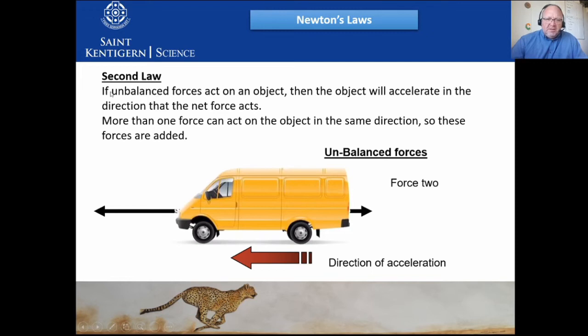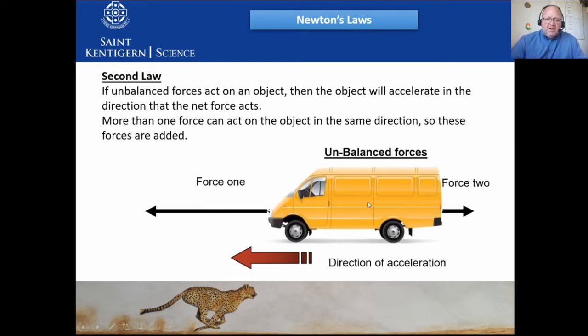Alright, so Newton's second law. If an unbalanced force acts on an object, then the object will accelerate in the direction that the net force acts. So in other words, if you are in your car and you slam on the brakes, that force is friction that you're creating, and it is against the motion, which means it's going to slow you down.